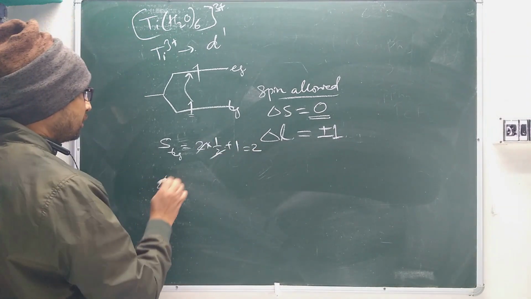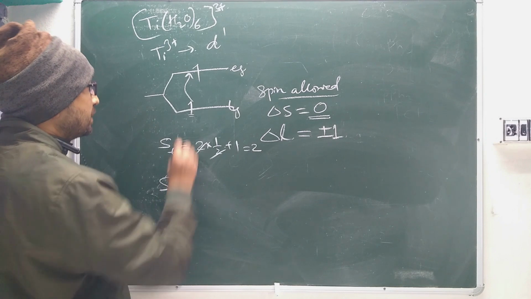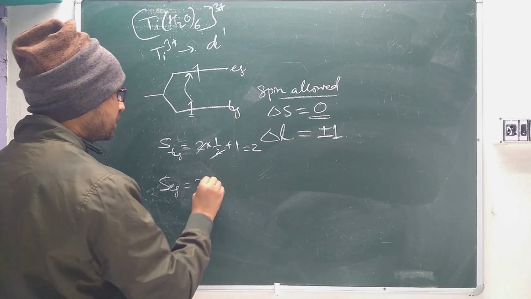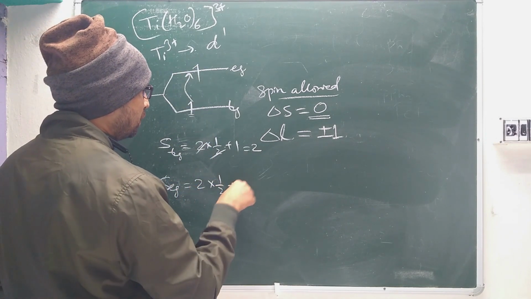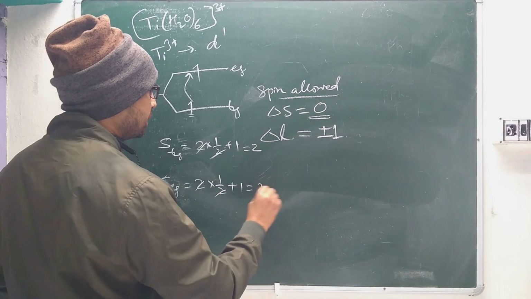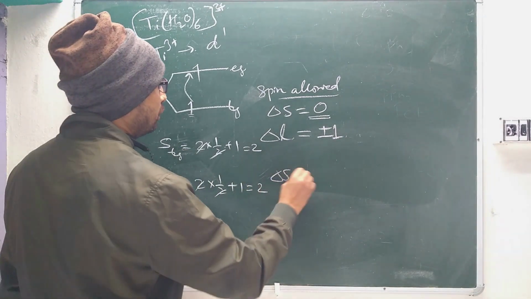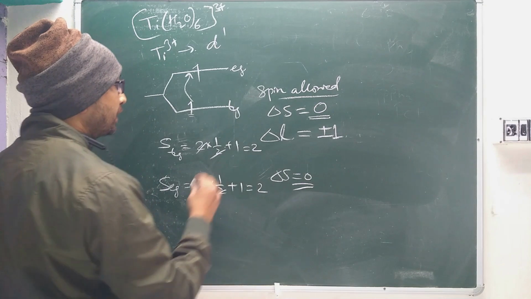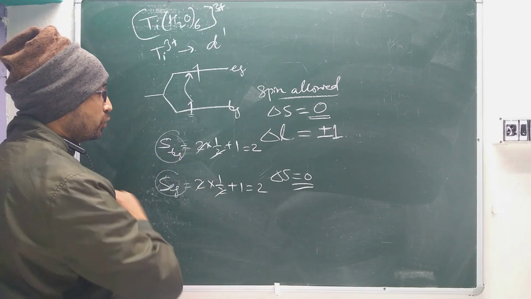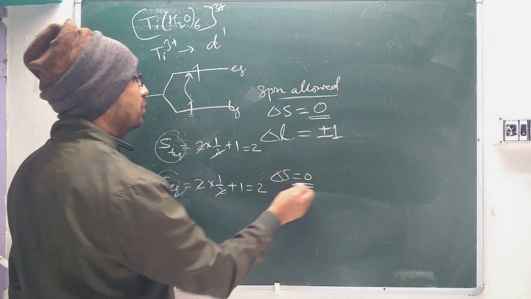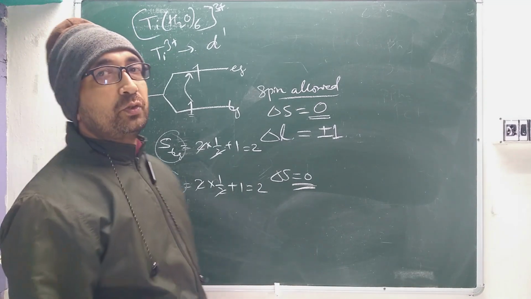How much is it coming? 2. Let me check for S and then EG. When it is going here, how much is it coming? 2 into half plus 1. So 2 and 2 get cancelled, so again it is 2. So delta S equals 0. Delta S means S of EG minus S of T2G. How much will it come? 2 minus 2, it will be 0, right? So we are getting 0.